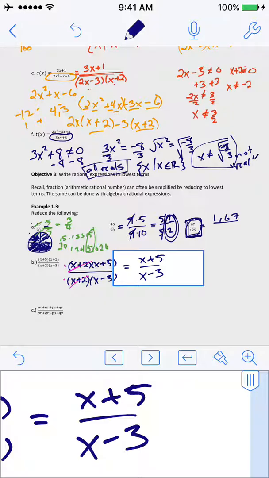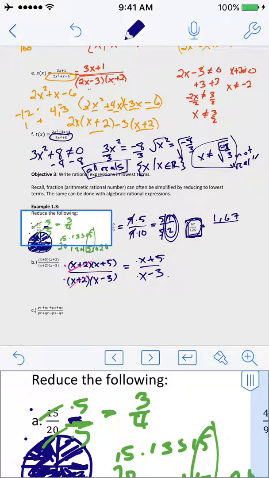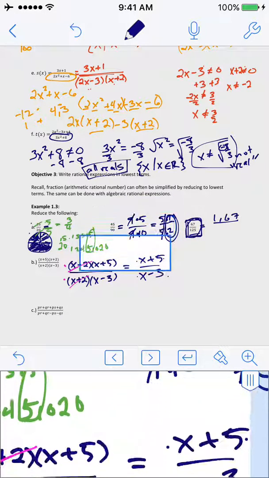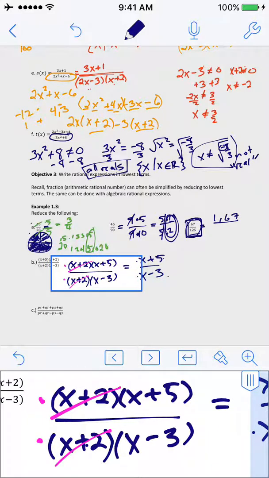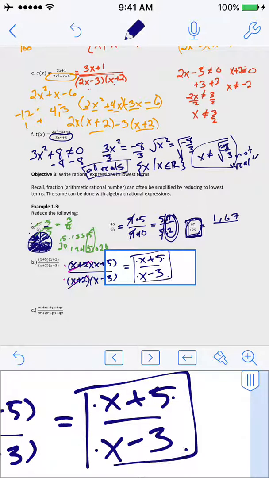Now be super, super careful. Because the x is adding to 5 and the x is subtracting 3, these two x's do not cancel. You can only do this with things being multiplied. Every single one of our fractions were being multiplied, right? 5 times 1, 5 times 9, right? So they were being multiplied. Same concept here. x plus 2 times x plus 5, x plus 2 times x minus 3. That's why they canceled, because that doesn't violate PEMDAS. I can't cancel the x's because one's being added and one's being subtracted to a different number. Okay, so this is actually as far as this rational will reduce.